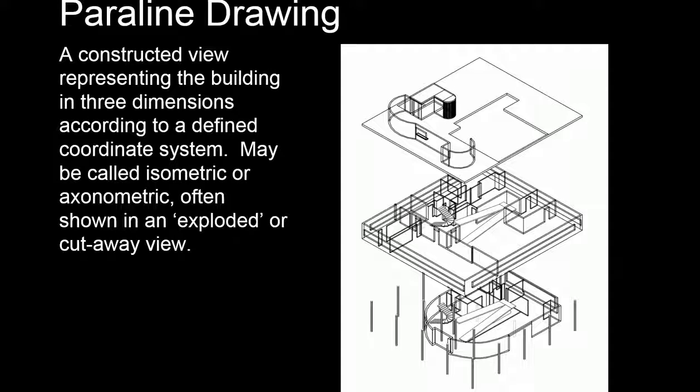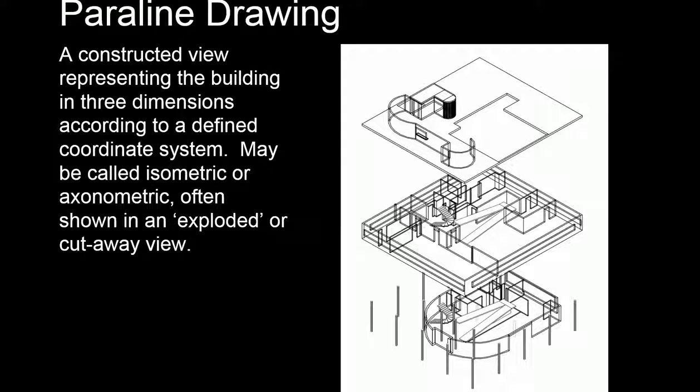All right. Paraline drawings. Paraline drawings are three-dimensional drawings, okay, that are usually measurable. Okay? Notice that these lines are parallel. They're not in perspective. They're not disappearing to a point. Okay? Paraline drawings are often analytical drawings.